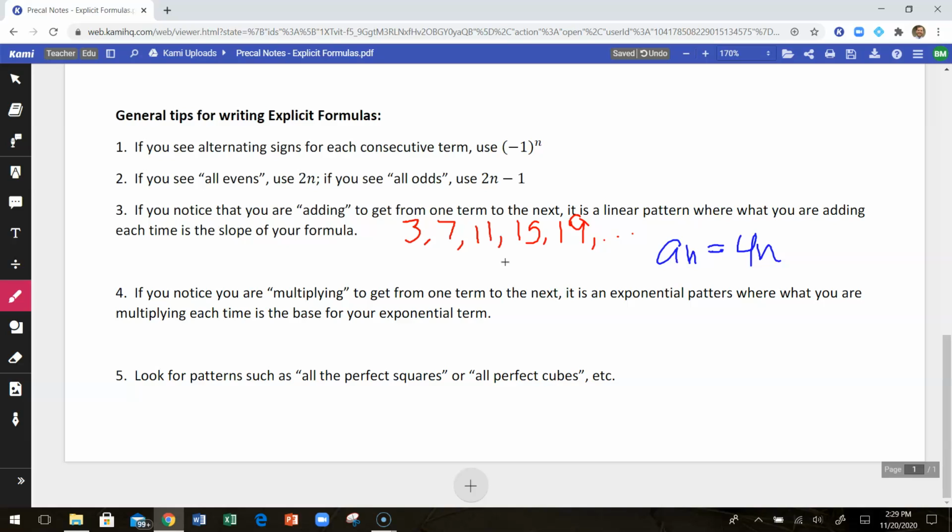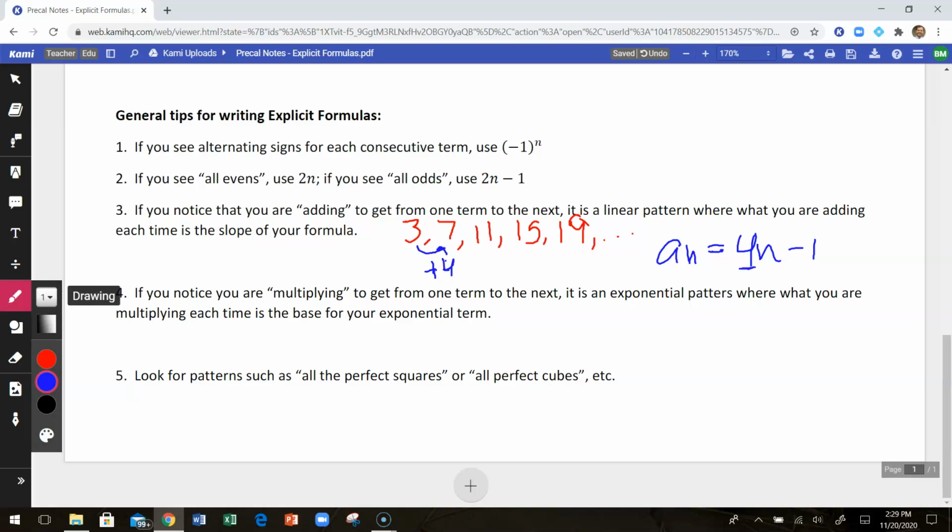Now, that's not just it. I can't just say 4n, because if I plug in 1, I would get 4, not 3. So what do I still need to do? I would still need to subtract 1. If I plug in 1, I get 3. If I plug in 2, 4 times 2 is 8, minus 1 would give me 7. If I plug in 3, 12 minus 1 would give me 11, and so forth. But the point here is, if you notice, hey, I'm adding 4 every time to get from one term to the next, well, that becomes your slope.